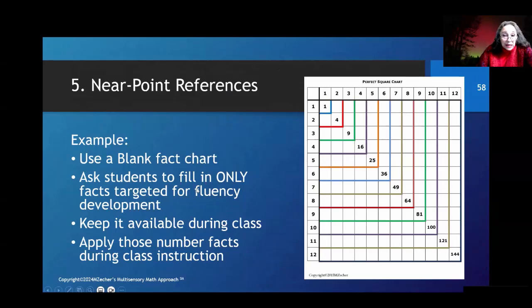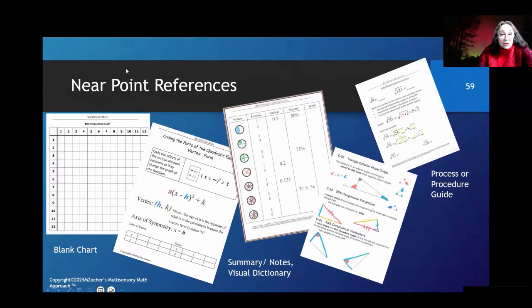So use that blank chart, have them fill in only the facts you're using. I never give a child a completely filled out times table chart, and I don't use calculators in the classroom until the work gets really complex and the arithmetic gets really complex. For simple calculations, my students have to find their way and reason them out, but I give them tools for reasoning. Those visual near-point references and visual dictionaries might look like some of these.